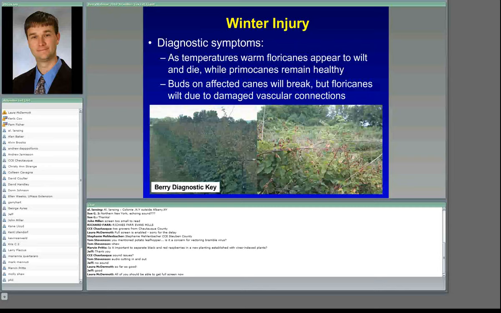So what one can see in these very small pictures, one from my own stuff, and very diagnostic key, is that you'll see a lot of the newer floricanes looking rather weakened and injured, while the primocanes themselves look fairly good. Let's see if I can change the color to something a little more. See that they are dying at the tips and all along that row, while the primocanes themselves look quite fine. Let's skip over a new slide.